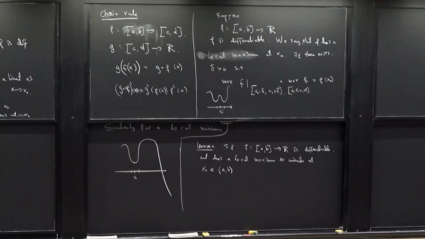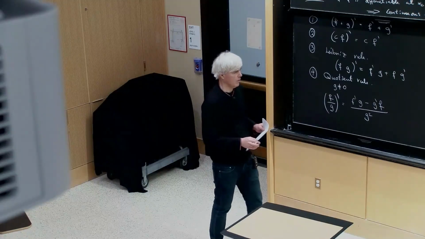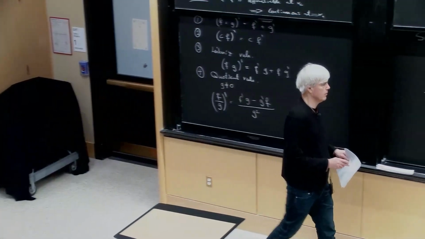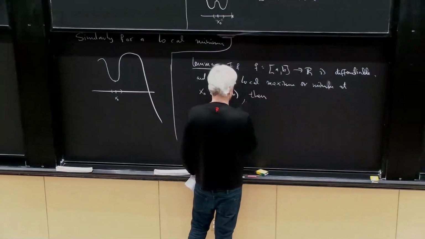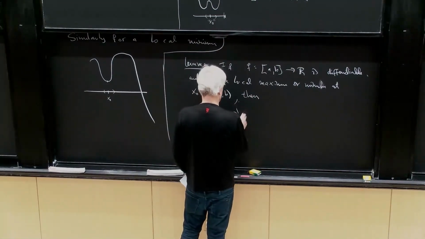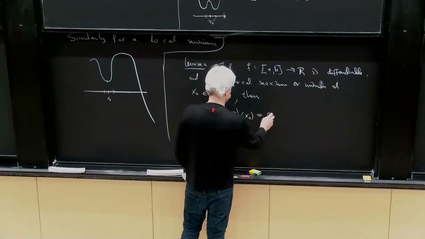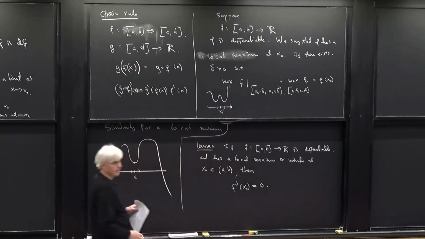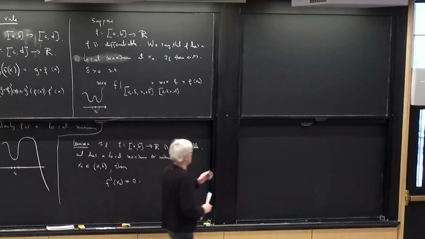So if it is differentiable and it has a local maximum or minimum at such an interior point, then the claim is that the derivative at x0 is equal to 0. Okay? And so now let's try to prove that.